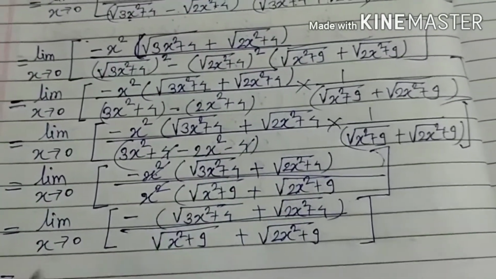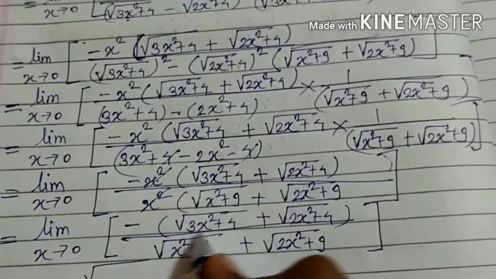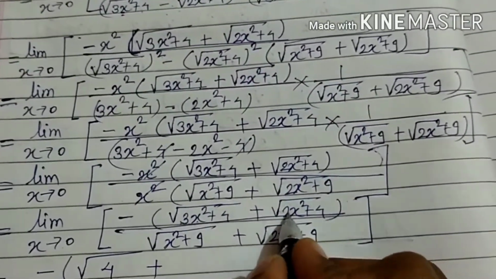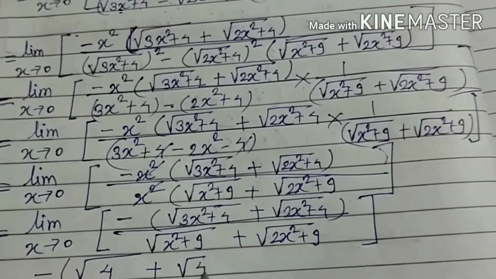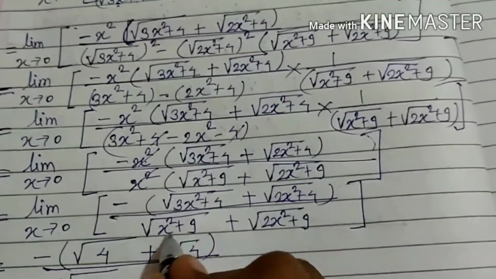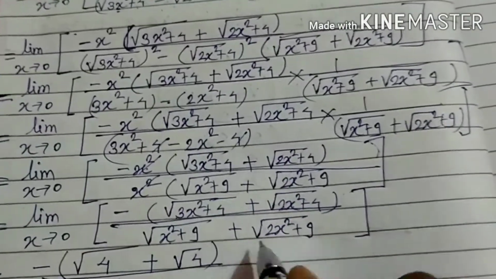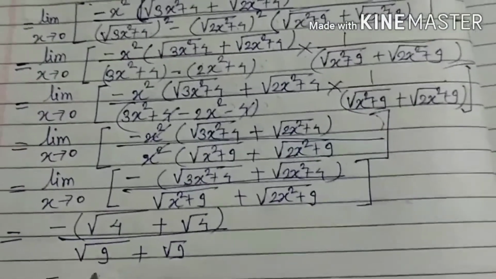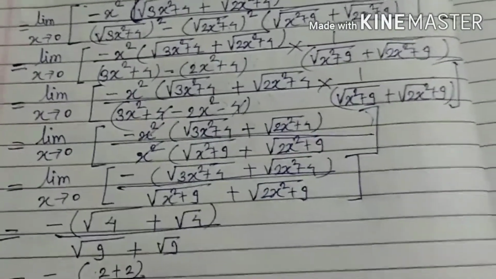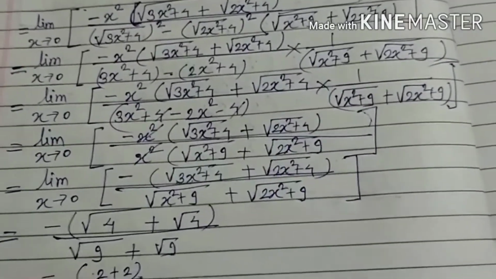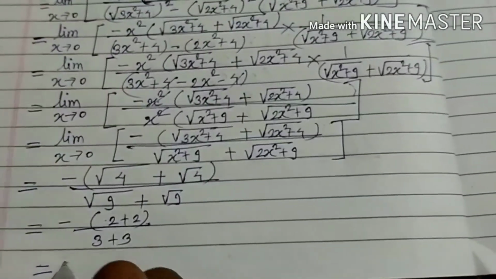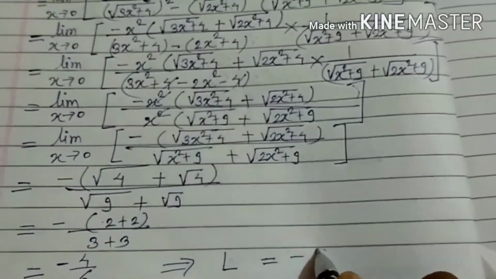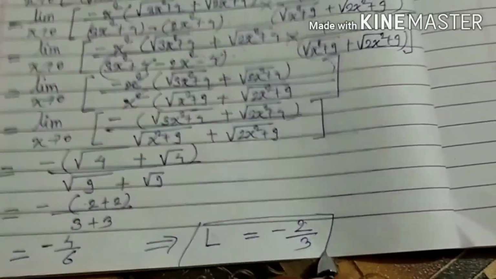Now you can apply the limit, that is minus under root of 3 into 0 square means it is 0, so under root of 4, plus it is also 2 into 0 square means 0, so it is also under root of 4, and here 0 square plus 9 means 9, plus it is also under root of 9. So take outside of square root, so here 2 plus 2, and here 3 plus 3. So our answer is minus 4 upon 6, means that limit is equal to minus 2 upon 3. So this is our final answer.